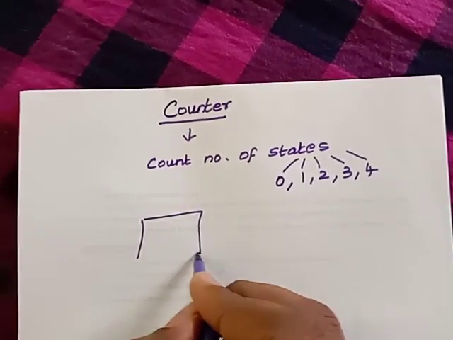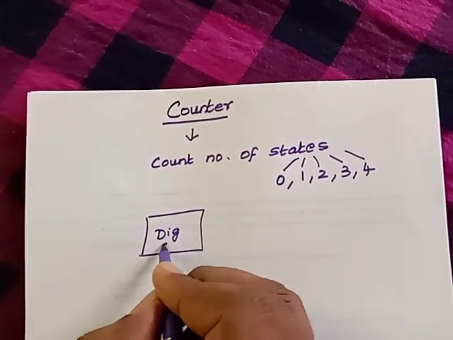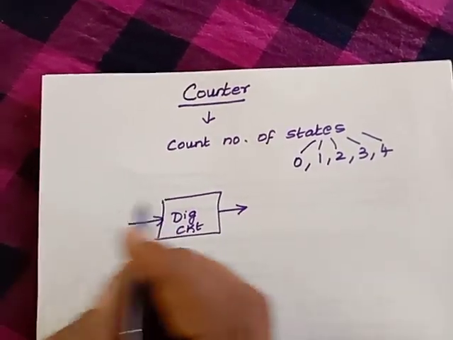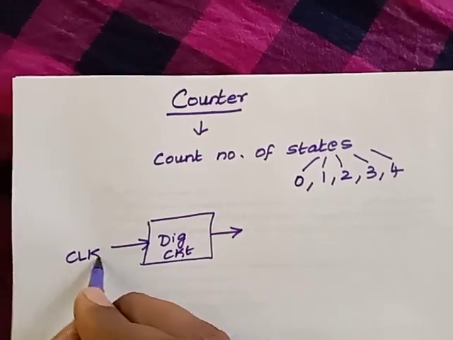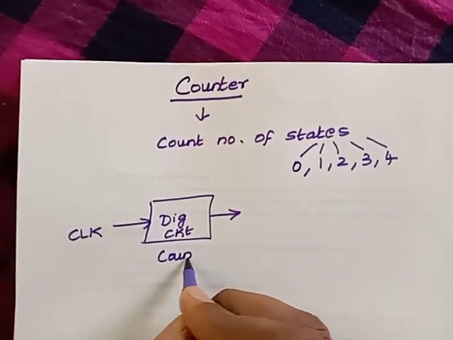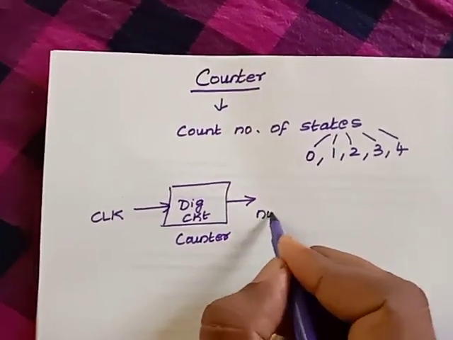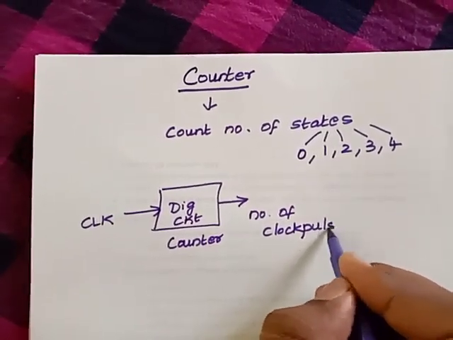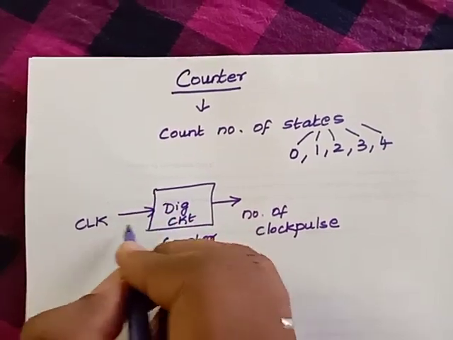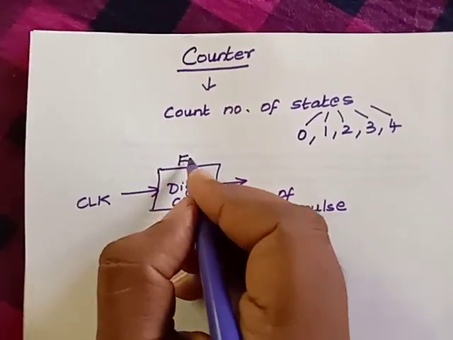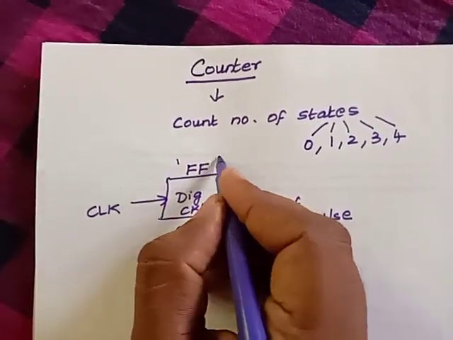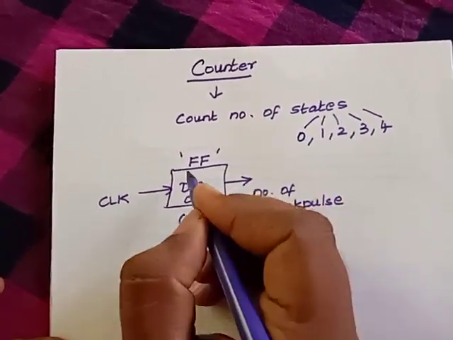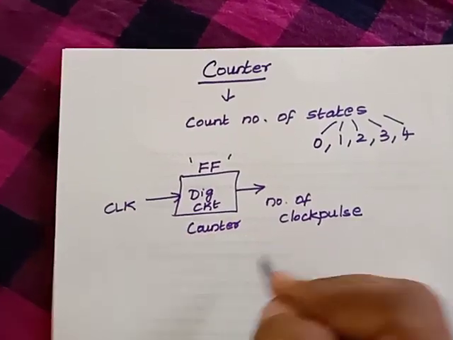Now in a digital circuit, you are going to apply a clock pulse. So a digital counter means it is going to count the number of clock pulses applied, correct? Number of clock pulses. Why? Because if you are using a clock pulse, that means obviously there is going to be a circuit having a flip flop. Now, this flip flop will be changing the states only when you apply a clock pulse.